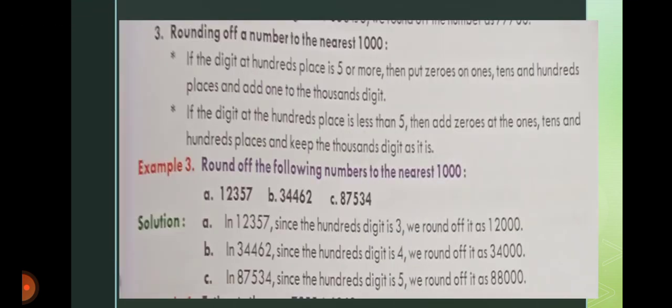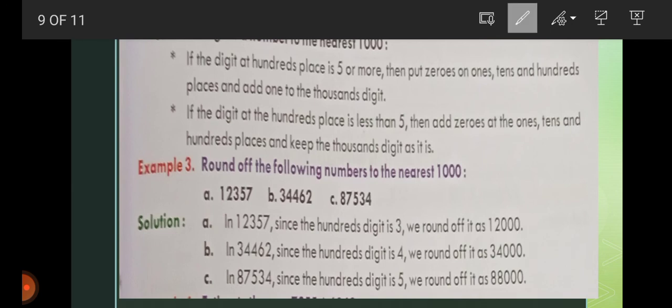Now next is rounding off to the nearest 1000. For the nearest 1000 you have to check the digit at 100 place. The rule will remain the same as I told you, right? Now if the digit at 100 place is 5 or more, then put 0 at ones, tens and 100 place and add 1 to the 1000 place.